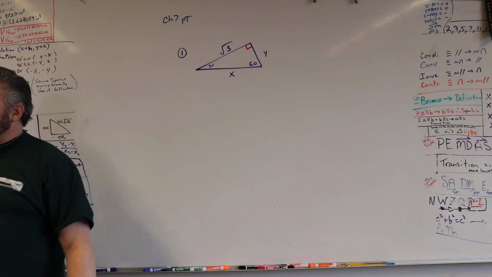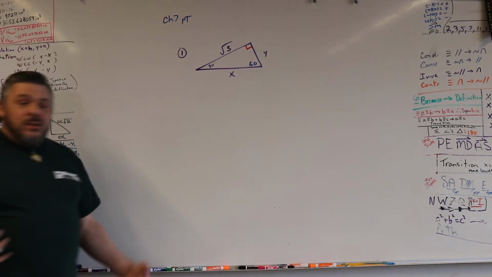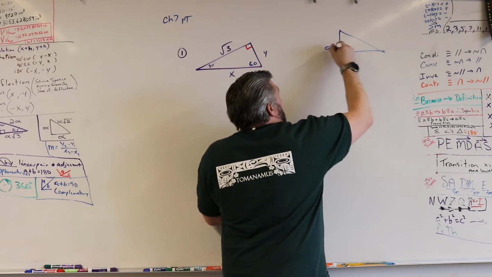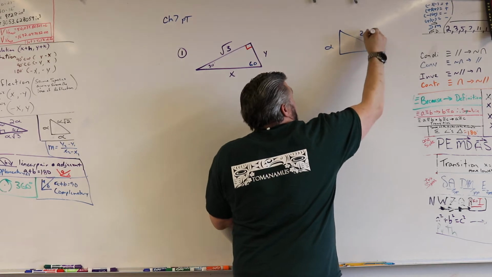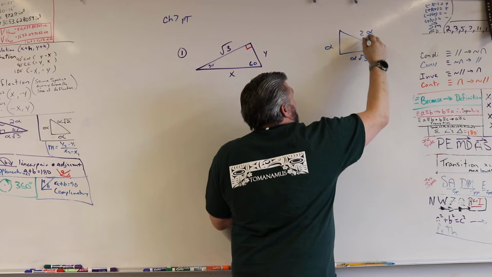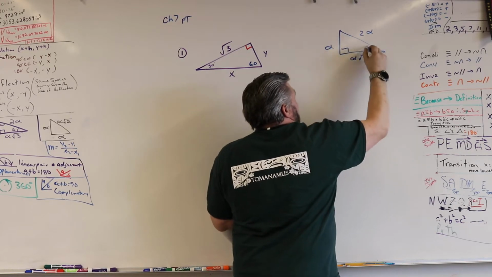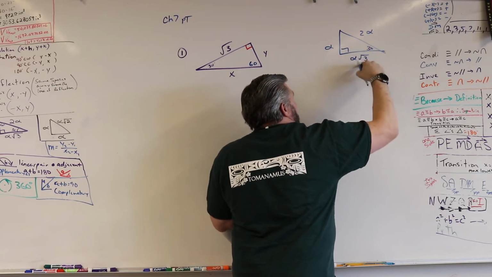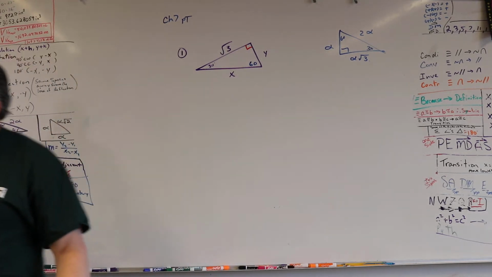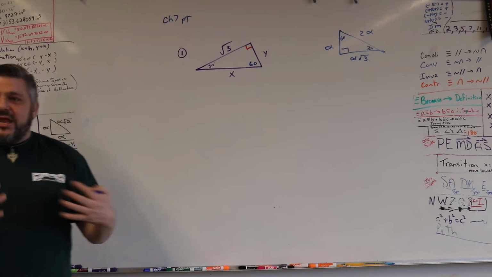We don't care that it's x and y because we didn't use x's, did we? We used alpha, right? Remember our beginning equation for 30, 60, 90 looked like this? It had alpha, it had 2 alpha, and it had alpha square root 3. Okay? And that is for a right triangle, correct? And this side's smaller, so that would be across from 30. And this side is longer, so that would be across from 60. Okay? The longer leg is across from the bigger angle.